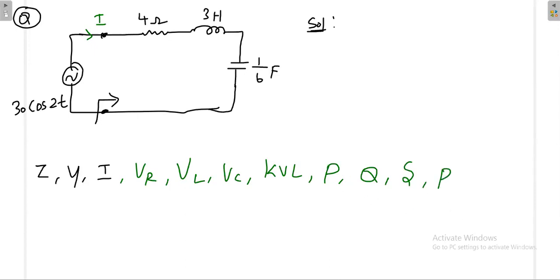Then you calculate the power factor. Then finally you draw the phasor diagram. Okay, almost all the terms are there.